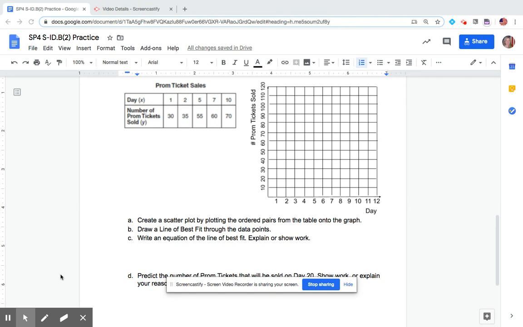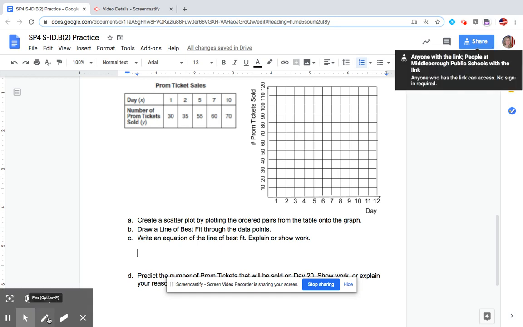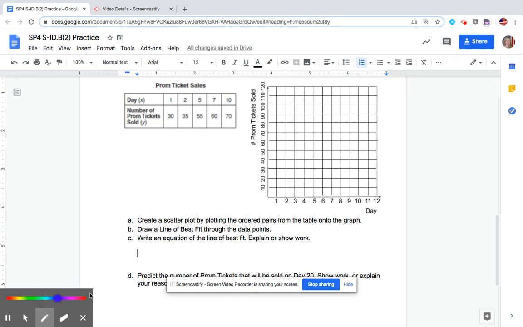So this particular data table is about prom ticket sales. We're recording the number of tickets sold and the day that they started to sell the tickets. On day 1, they sold 30. On day 2, they sold 35, etc. The first part of this question says to create a scatter plot by plotting the ordered pairs from the table onto the graph. Okay, so let's look at how this scatter plot was designed.